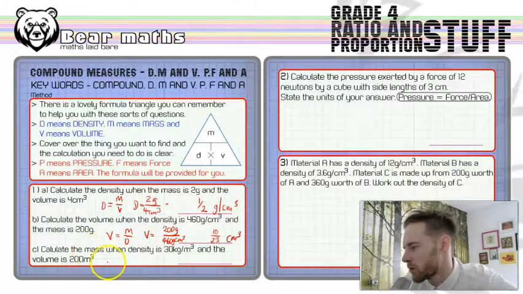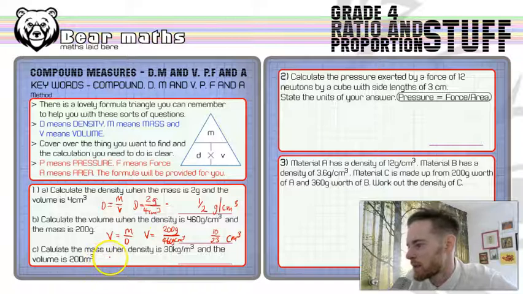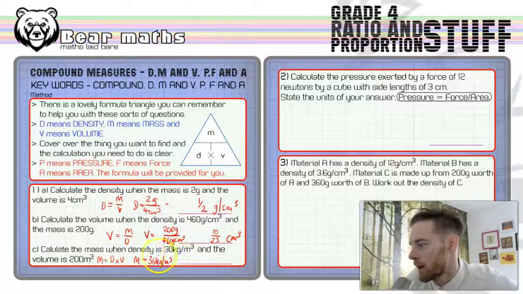Right, and the last one, trying to squeeze this in: the mass when the density is 30 kilograms per meter cubed and the volume is 20 meters cubed. So in this instance, the mass is the thing we're calculating. M equals, and then we're multiplying density and volume together. So D multiplied by V is mass equals D, which is 30 kilograms per meter cubed, and then multiply it by the volume, which is 200 meters cubed.